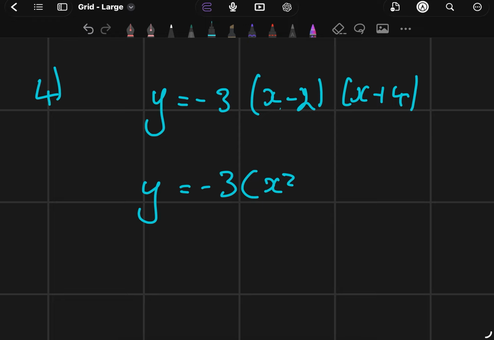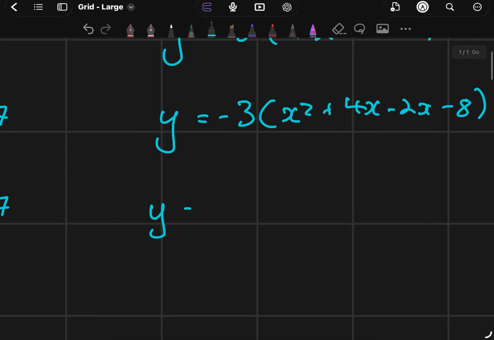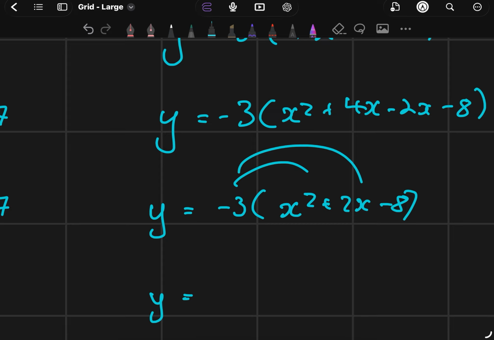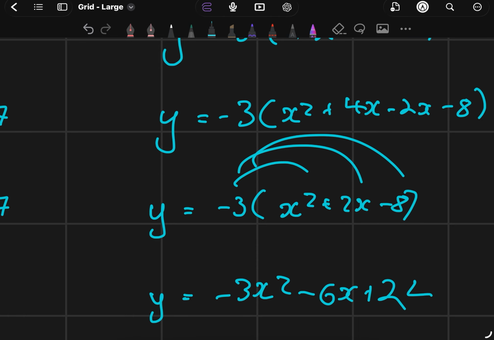X squared plus 4x minus 2x minus 8. And then from there, you get -3 x squared plus 2x minus 8. And then we FOIL that out. We don't really FOIL, but we distribute this out. So we get -3 x squared minus 6x plus, what is that, 24, yeah.